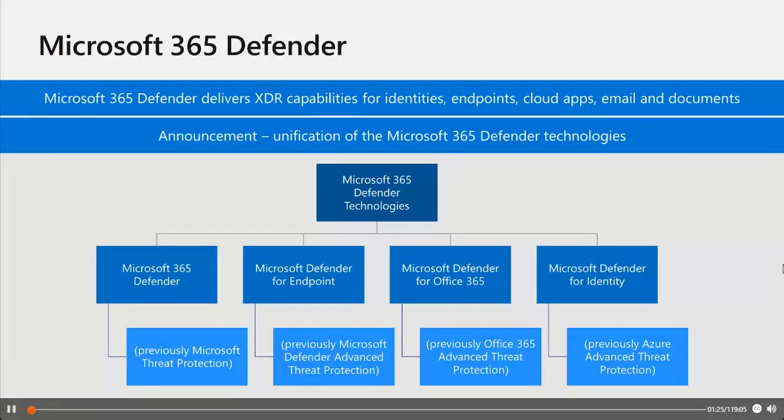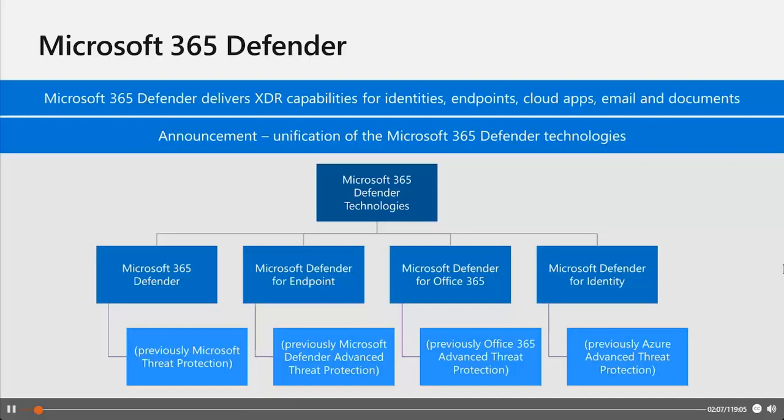Now let's discuss Microsoft 365 Defender, which has gotten a lot of improvements and name changes in the last weeks and months. We have these different Microsoft 365 Defender technologies, like the Microsoft 365 Defender, that was previously called the Microsoft Threat Protection, the Microsoft Defender for Endpoint, which was the Advanced Threat Protection, then the Microsoft Defender for Office 365, which was previously called the Office 365 Advanced Threat Protection feature set, and the Microsoft Defender for Identity, which was called the Azure Advanced Threat Protection feature set.